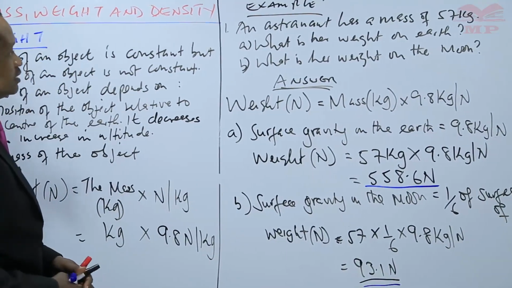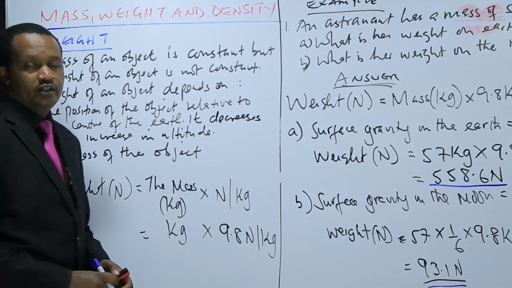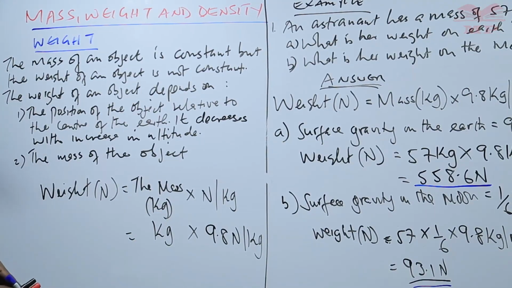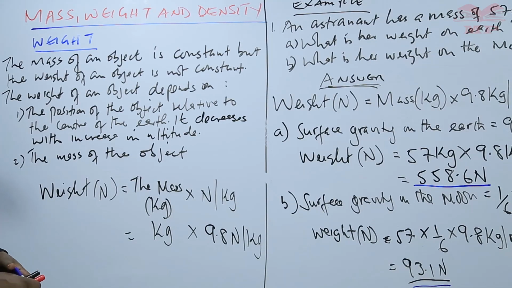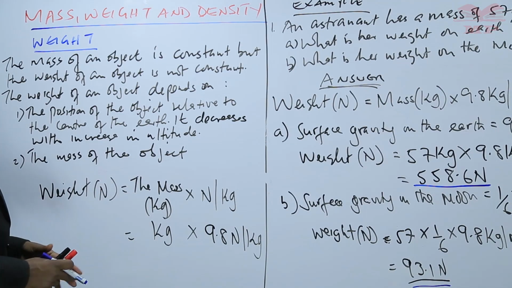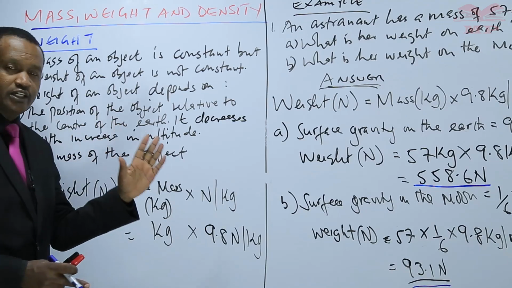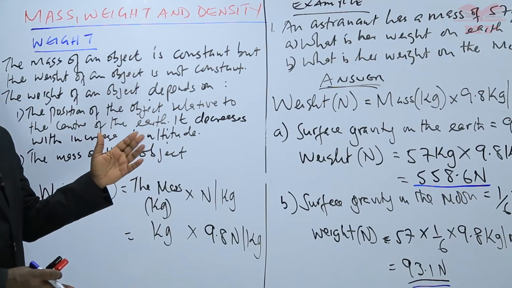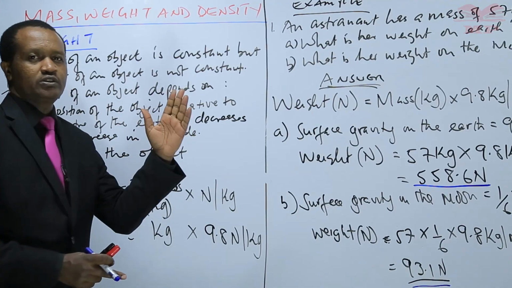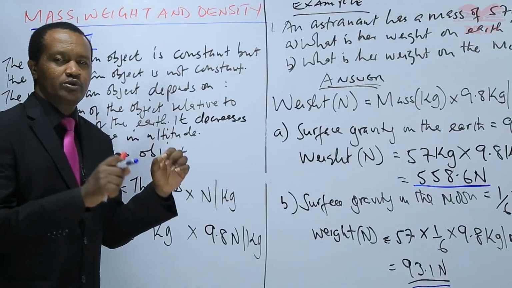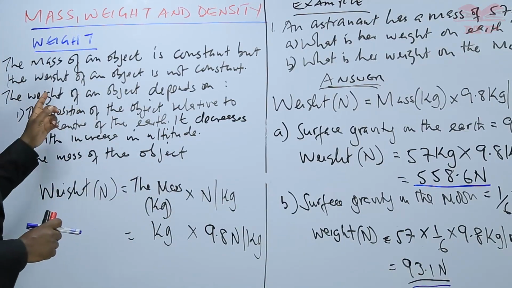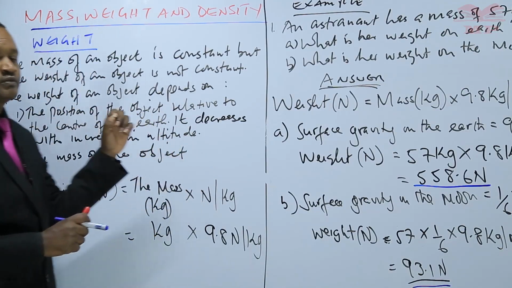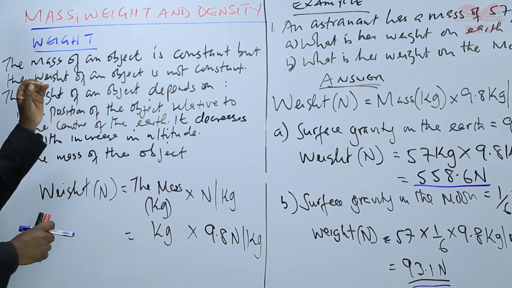The end of today's lesson, where we sought to see the relationship between weight and mass. We've emphasized that the mass of an object is constant regardless of the position of the object, whether it is on the moon, in the sea, or on top of a mountain. The mass will always be constant, but the weight of an object is not constant.